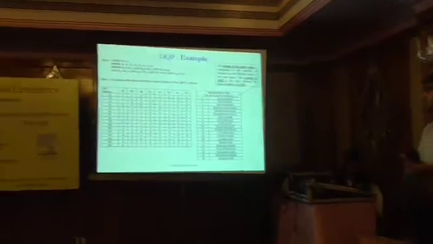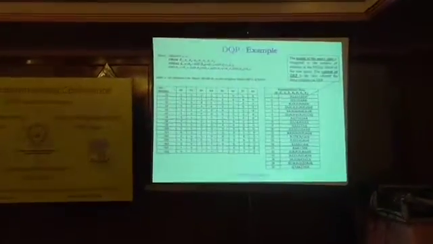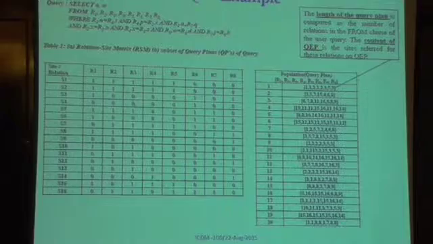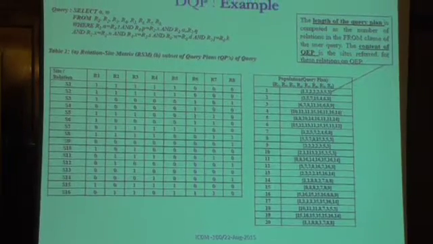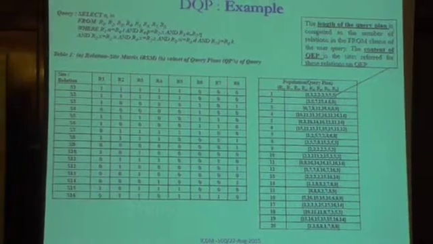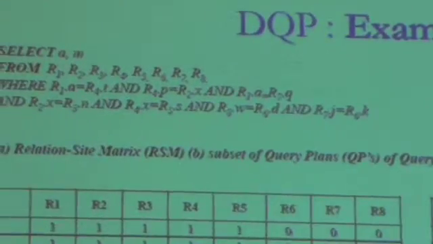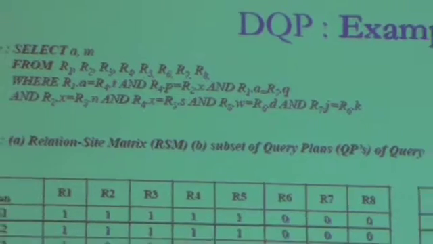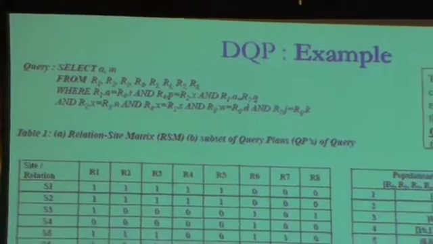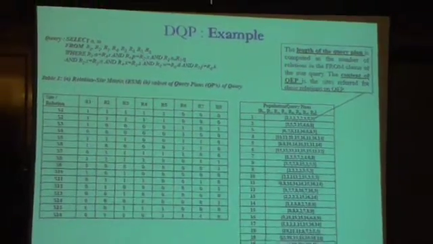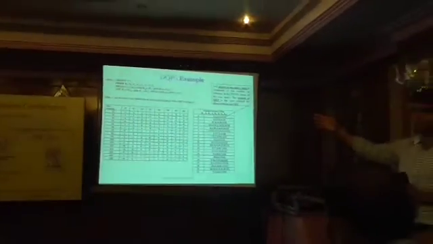Then for distributed query processing, how are we defining our problem? Suppose we are given a query where the from clause has relations from R1 to R8, and on the basis of the predicates in the where clause, we have to give the result for this query. Then this site relation matrix shows the distribution of relations over the sites, where the entry is 1, like relation R1 is present at site 1, and where it is 0, that relation is not present at that site.